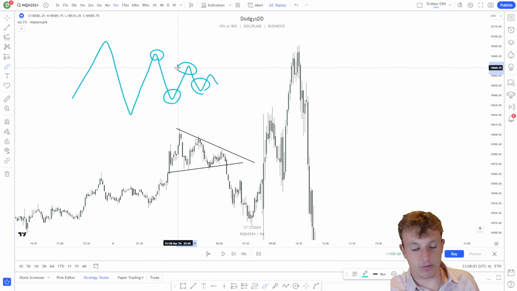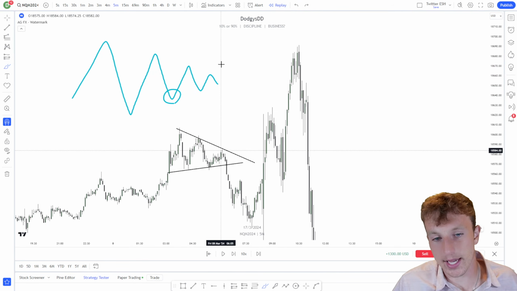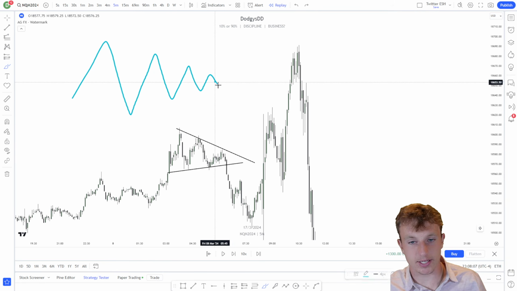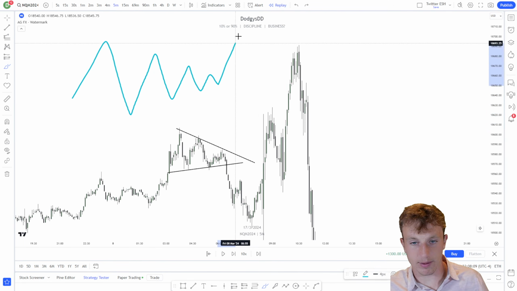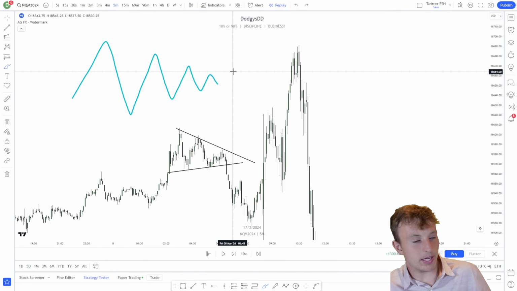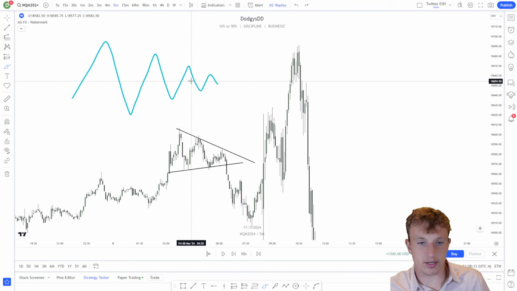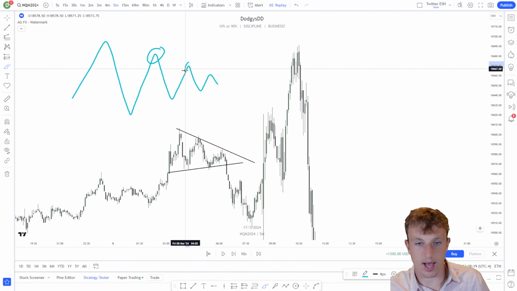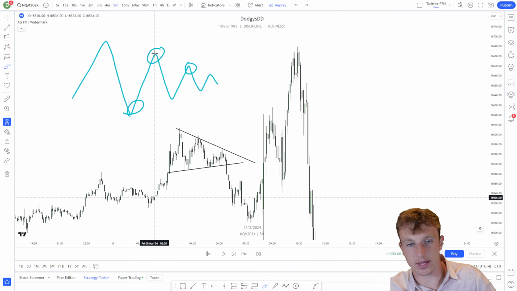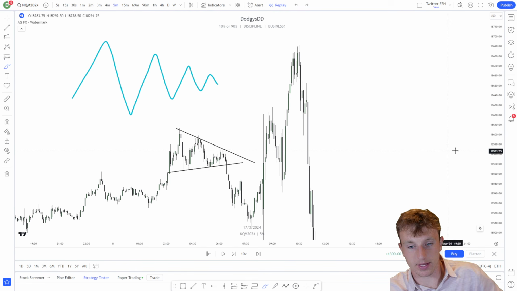So how do you know which one's going to work? You don't. You have to wait until the wedge breaks and until we break this way or we break this way. And again, think about the principle of what makes a trend. What makes a trend is higher highs and higher lows. What makes a trend is lower highs and lower lows. And if you get both, lower highs, higher lows, that's not a trend at all. That's just chop and we're getting nothing.